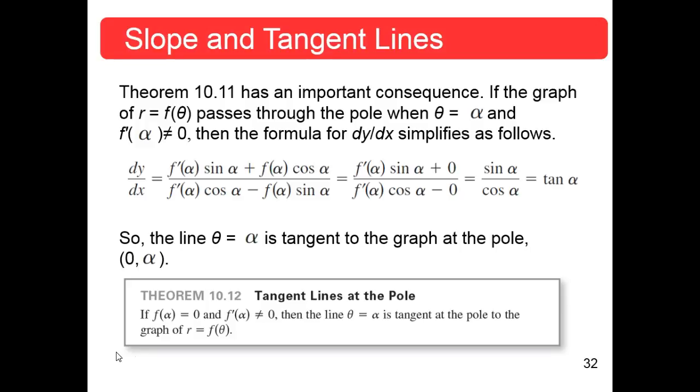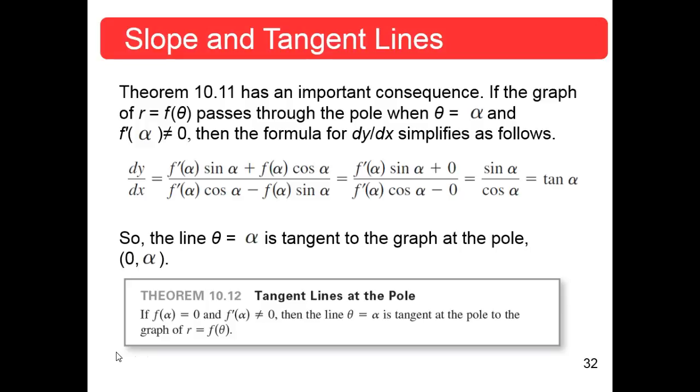Theorem 10.12, tangent lines at the pole. If f(α) is equal to 0 and f prime of α is not equal to 0, then the line θ equals α is tangent at the pole to the graph of r equals f(θ).